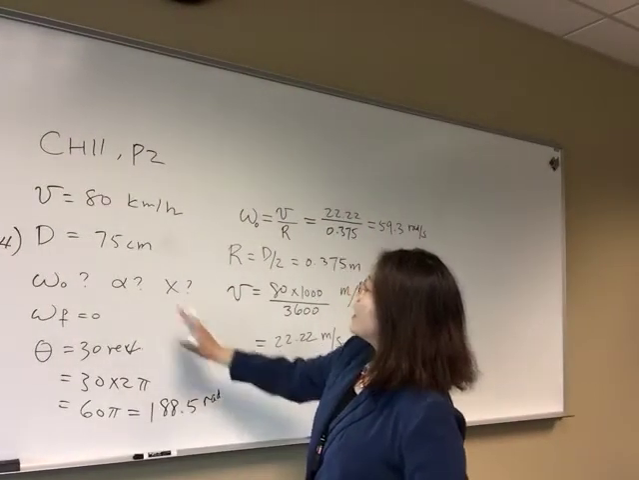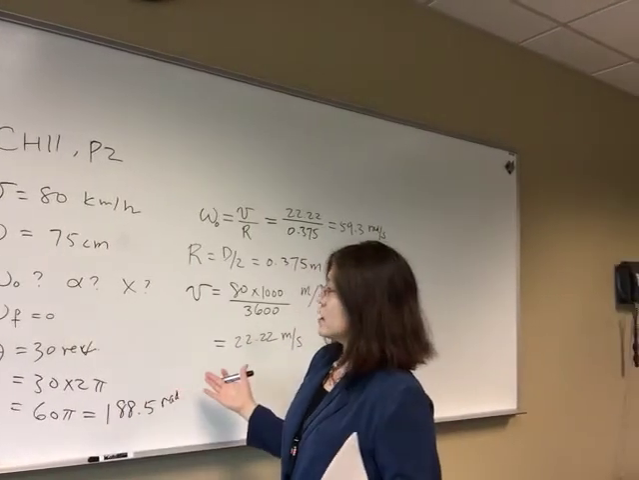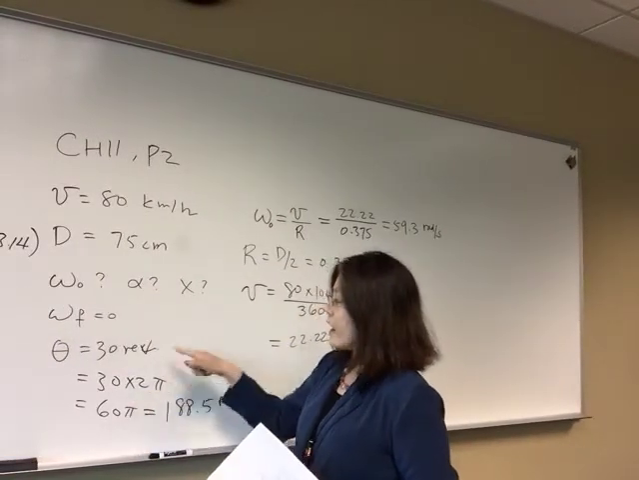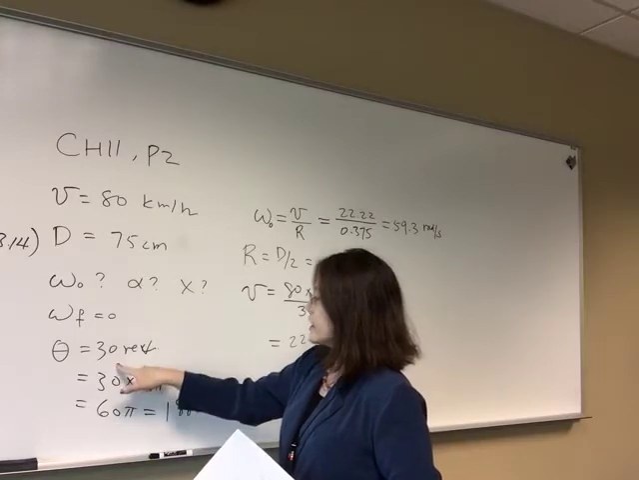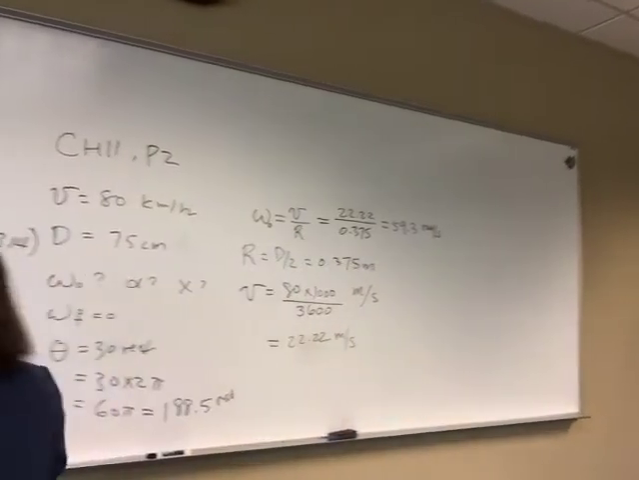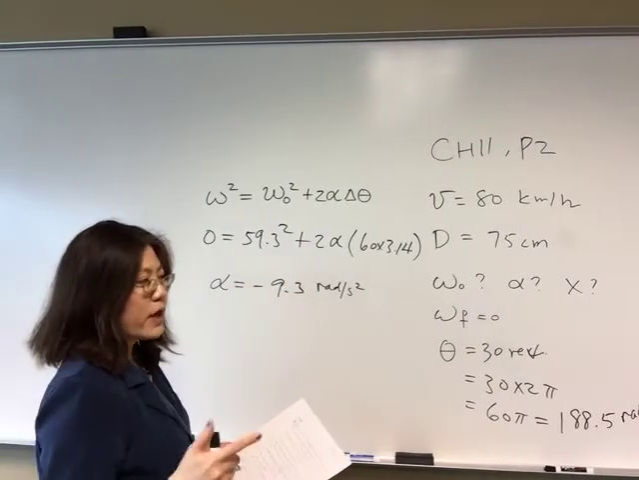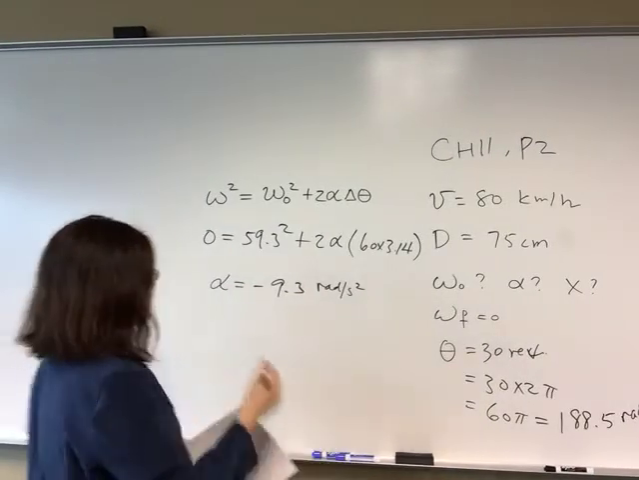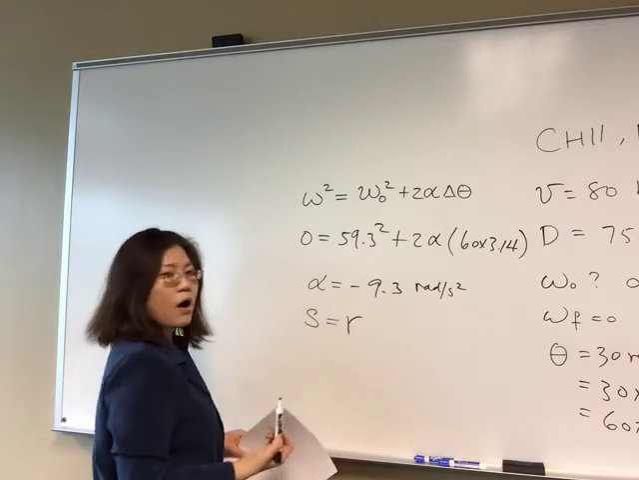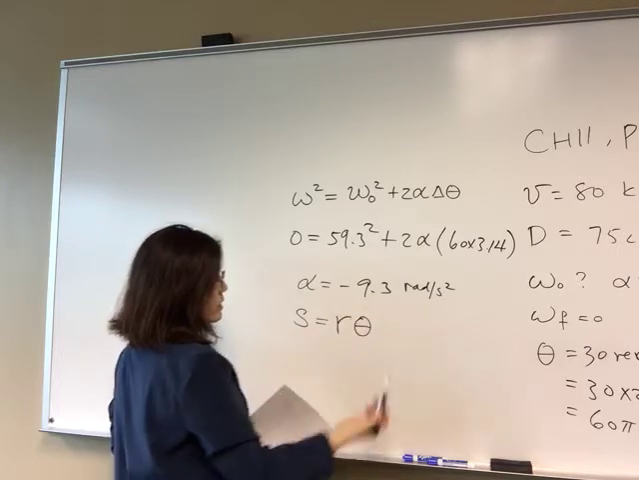Then you're asked to find the total distance in the linear sense, for the linear motion. The wheel has turned 30 turns, and each turn is 2 pi radians, so you have this many radians. How do we calculate the linear distance? If you know the radius of the wheel, then the linear distance, by definition, is just the radius of the wheel times the angular displacement.